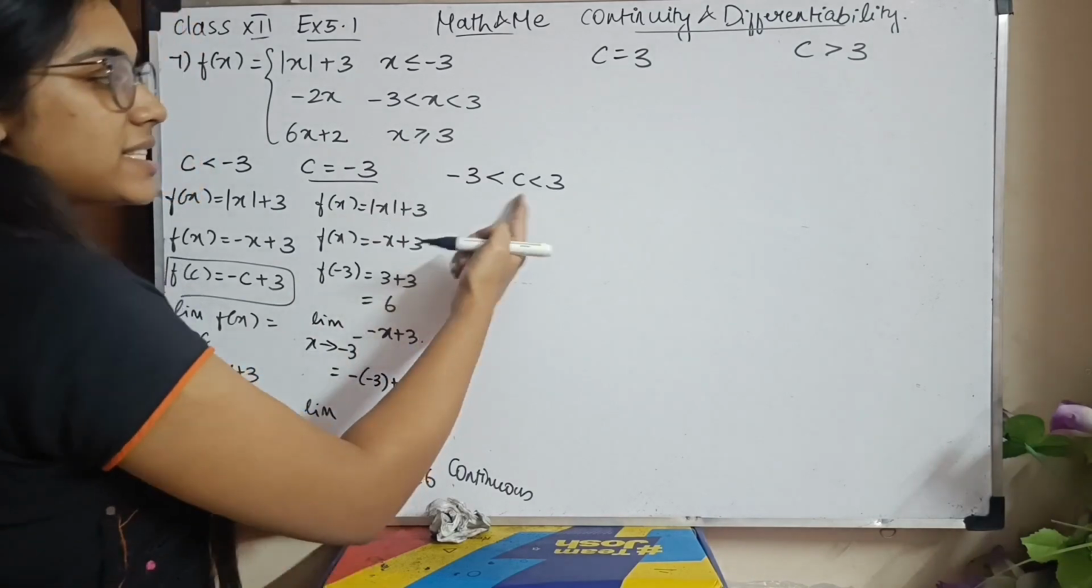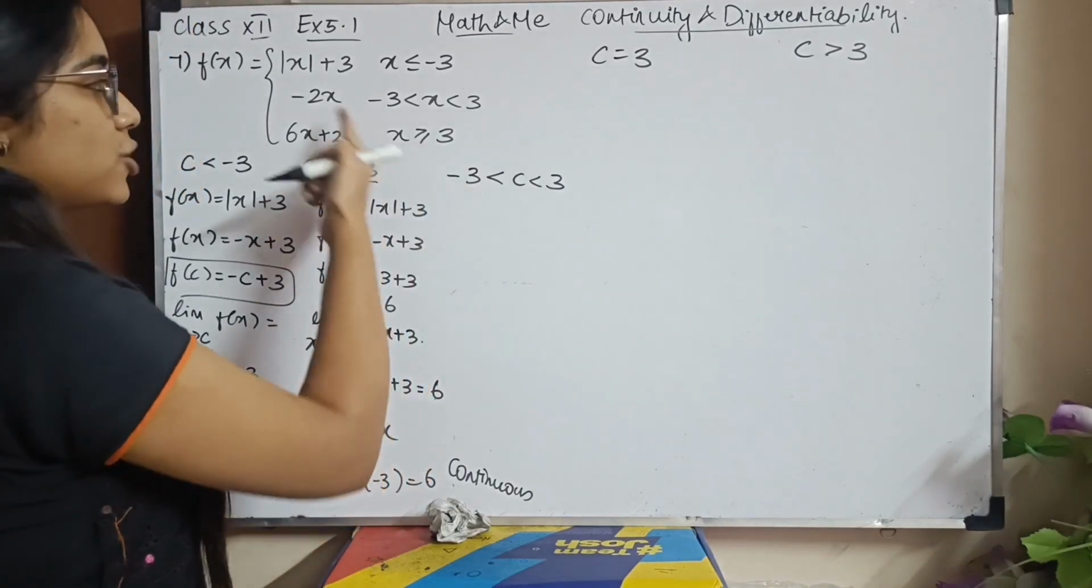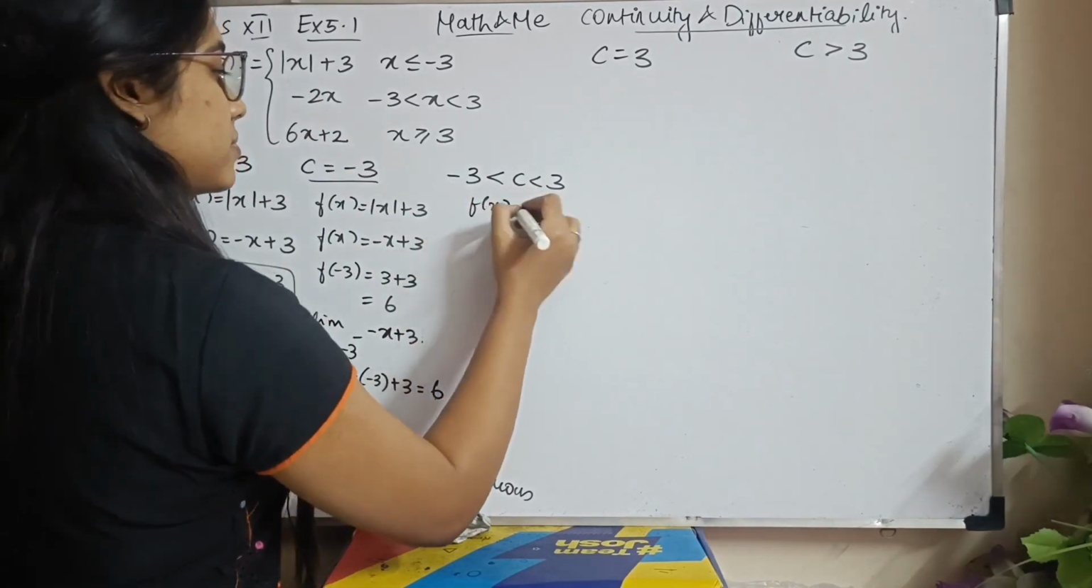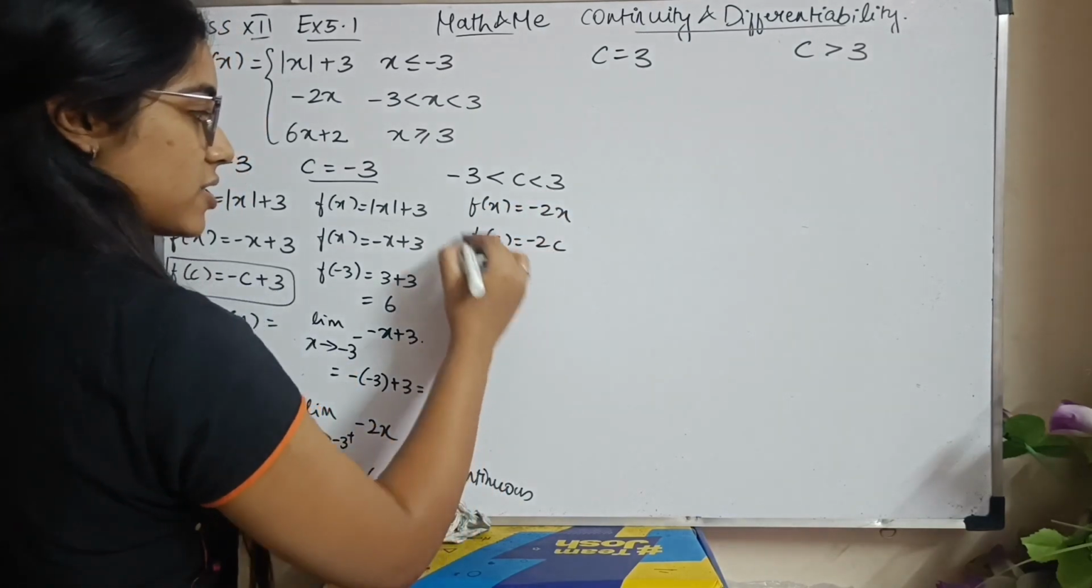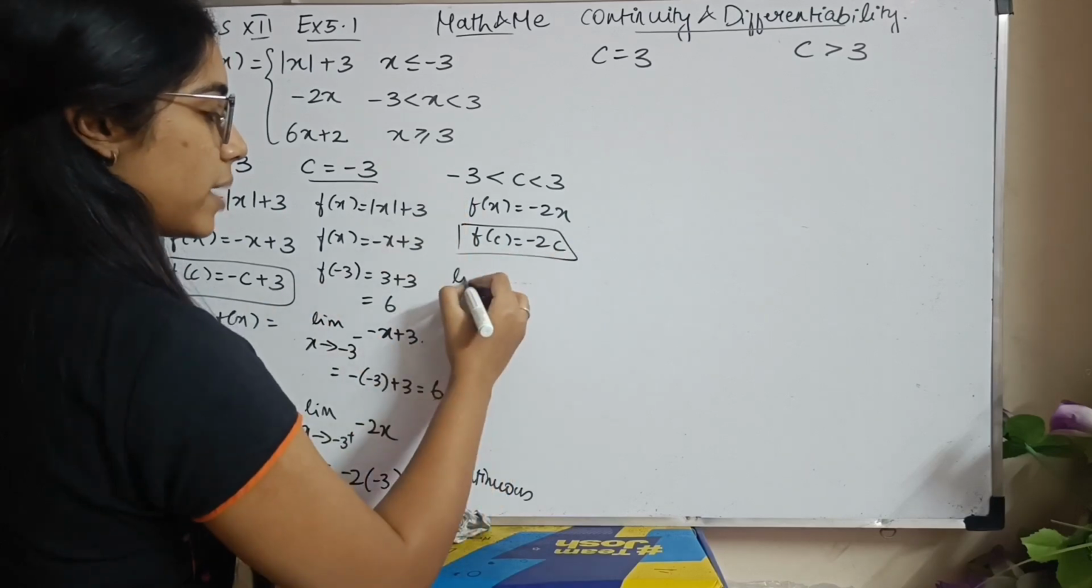Now, minus 3 less than c less than 3 is my other condition. So, what is my f of x here? It is going to be minus 2x. Now, what is f of c? Minus 2c. So, this is my f of c. Okay. Now, what happens to the limit?